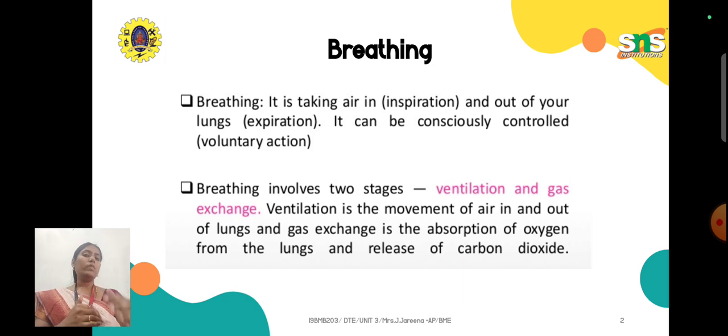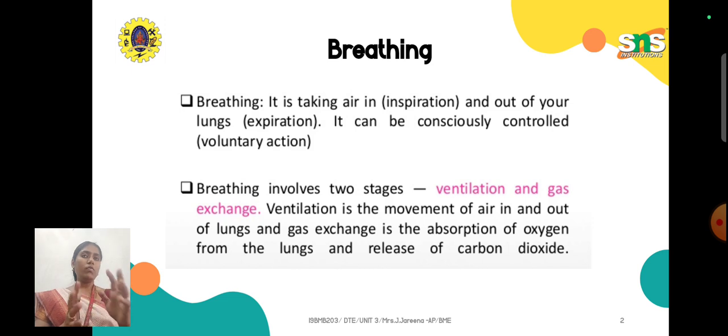So breathing: here we are taking in air and expelling CO2 out of your body. Everything is controlled by our voluntary action. You can hold your breath, right? That is a voluntary action. You can hold your breath for 1 second or 2 seconds. It means that you can control your inspiration and expiration, that is, the breathing process. Since you are able to control this process of respiration, it is a voluntary action.